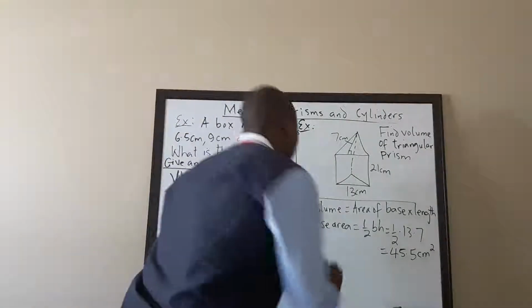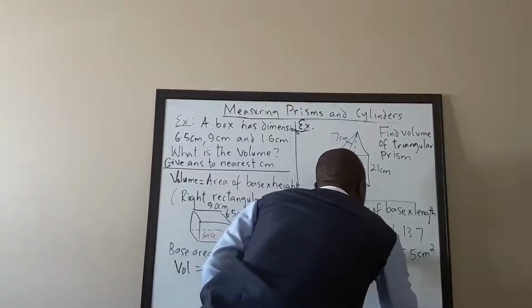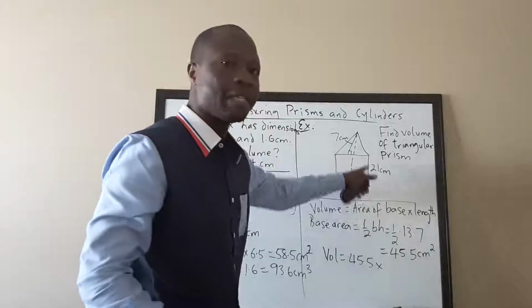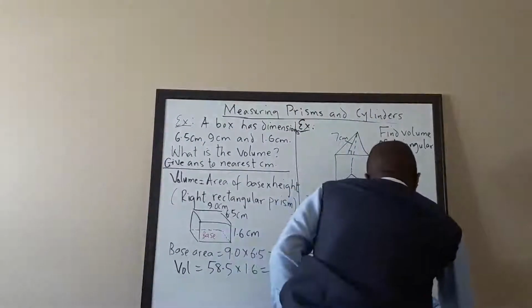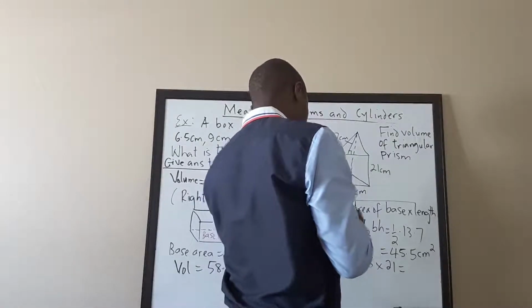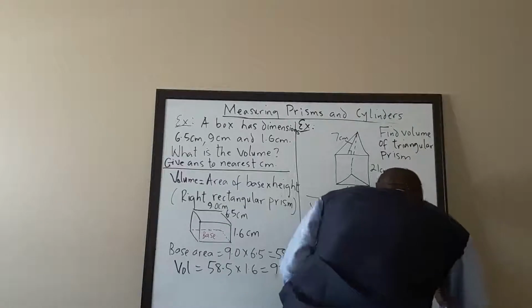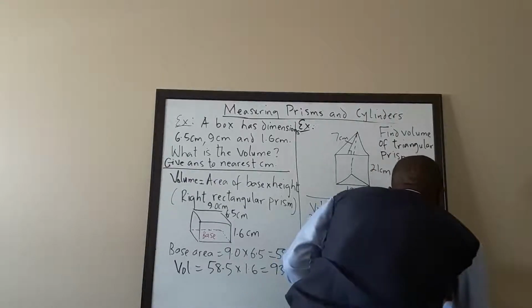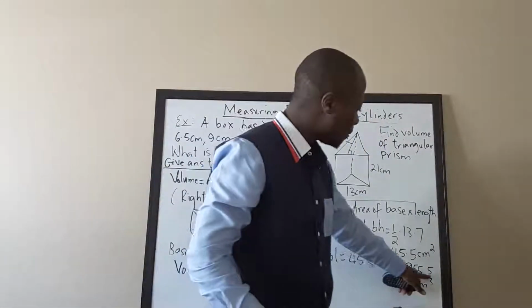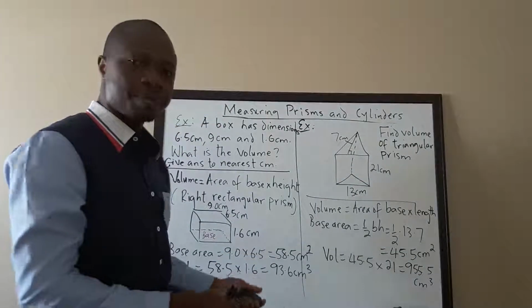So the volume now is 45.5, because that's the area of the base, times the height of 21. So 955.5 centimeters cubed.